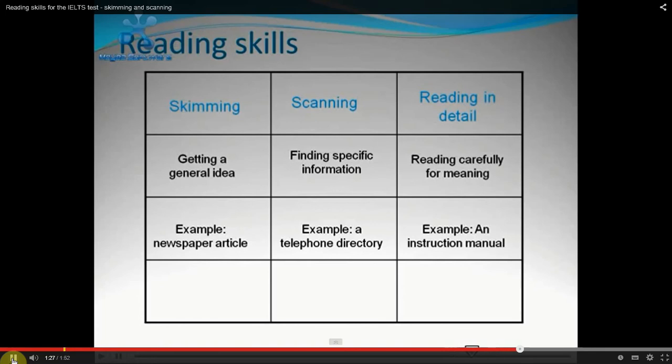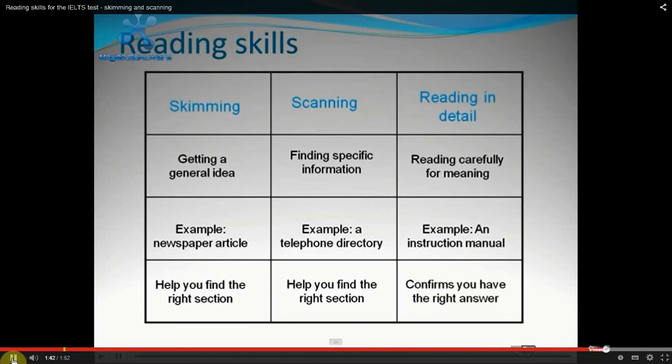Skimming and scanning skills will help you find the right section of the reading passage to answer the question. Most questions will then require you to read the section you have found in detail in order to get the correct answer. You should not try to read the entire passage in detail, or you will run out of time.